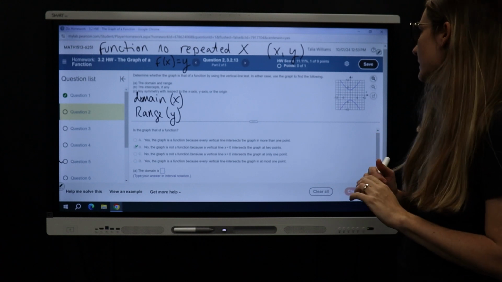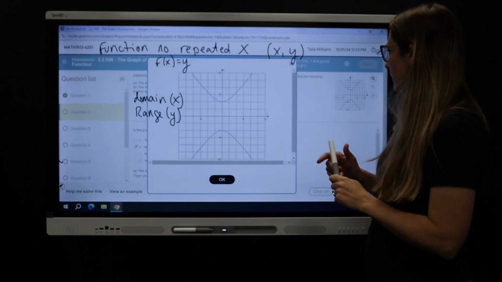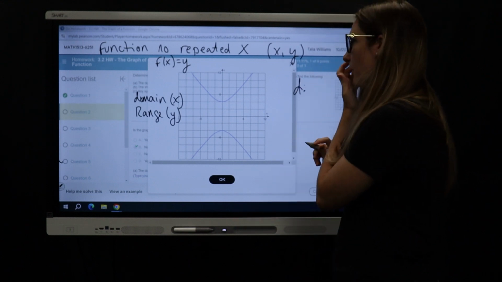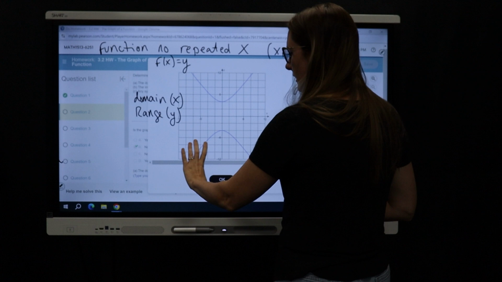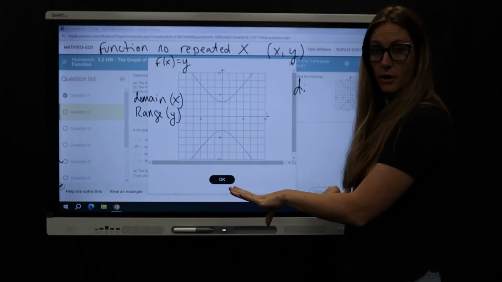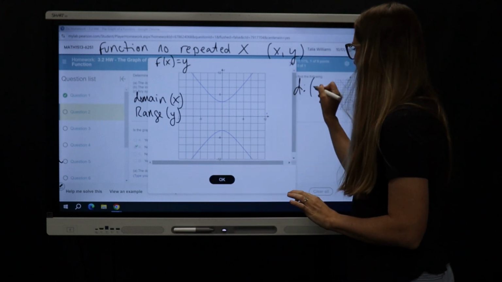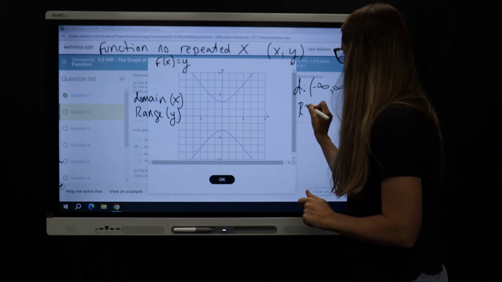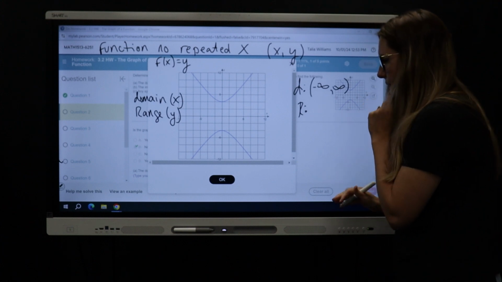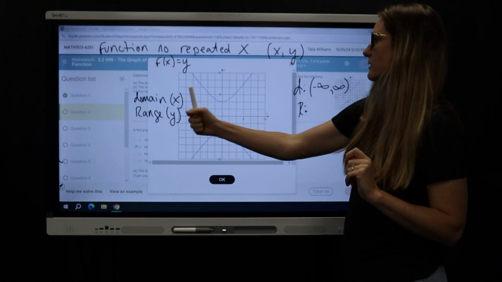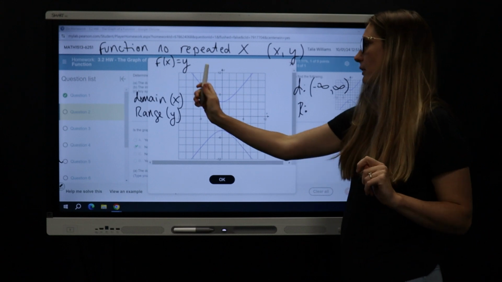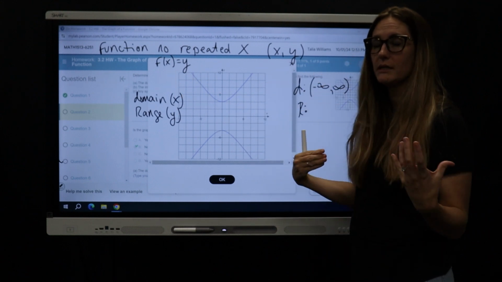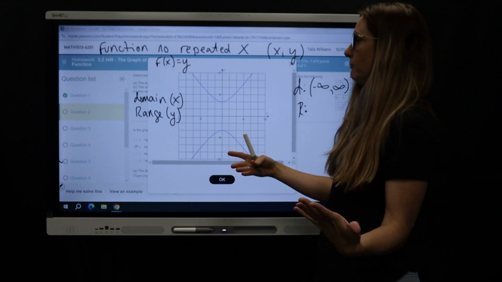Our domain on this, I'll write it right here. Our domain, since it comes off the graph, it doesn't show that this graph stops anywhere. It's gonna go from negative infinity to infinity. The next question is gonna be about range, so let's go ahead and talk about that. So domain, I always go from the left to the right. So from the left, I catch that graph. At the right, it goes off of it. It doesn't show me that it stops, so I assume it's still going.